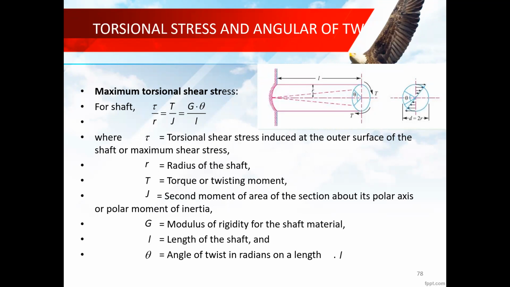Look at the figure. R is the radius of the shaft. T is the torque or twisting moment. J is the second moment of area of the section about its polar axis, or polar moment of inertia. G is the modulus of rigidity for the shaft material. L is the length of shaft, and theta is the angle of twist in radians on a length L. It's in the figure.